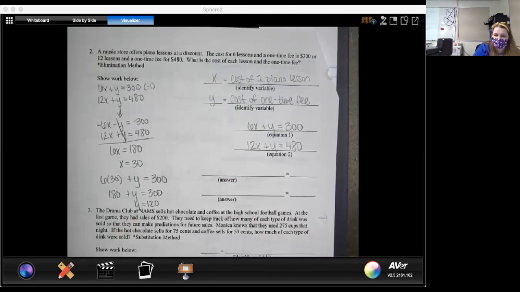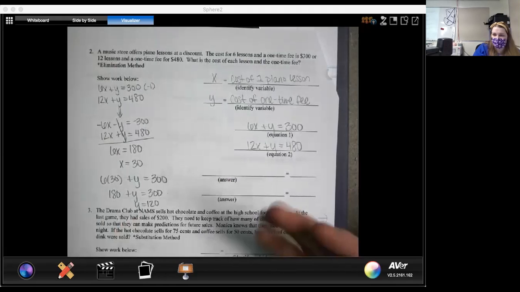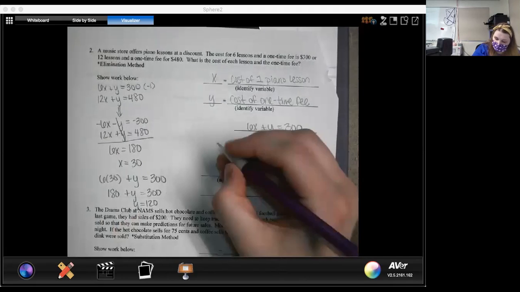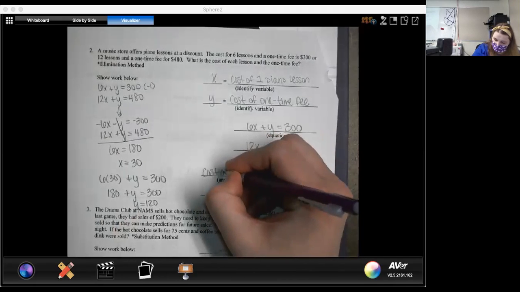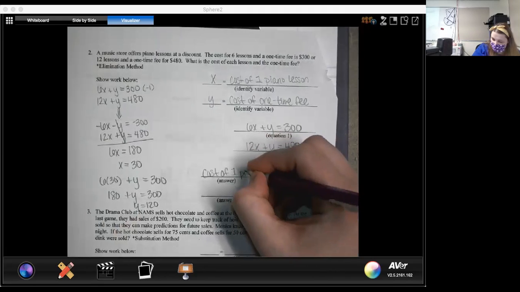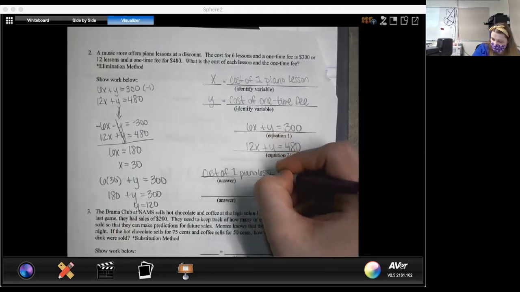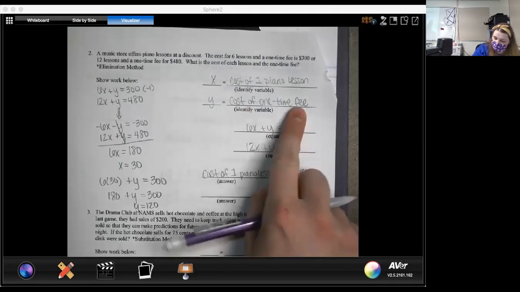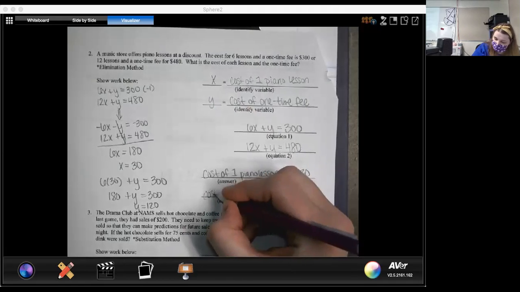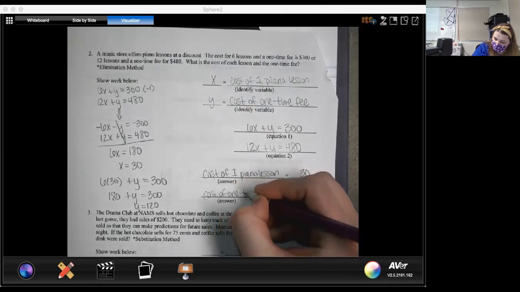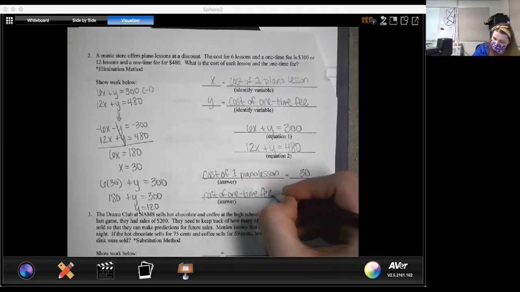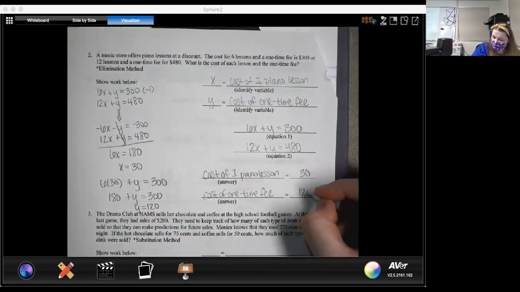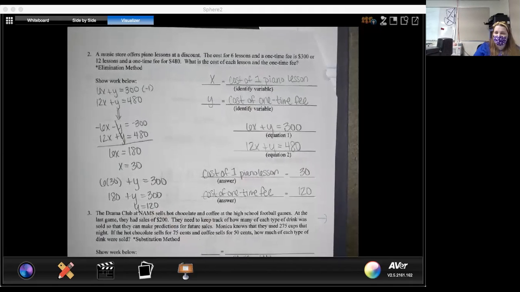Okay, so now again, when we go to fill in our answer, we're not just simply putting X and Y anymore. We're putting the actual definition of it. So just copy exactly what you had written before. So cost of one piano lesson was X, which is 30. And cost of one-time fee is 120.